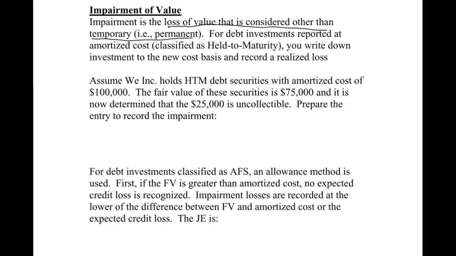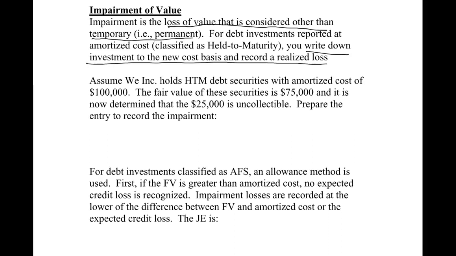For debt investments reported at amortized cost and classified as held to maturity, you write down the investment to the new cost basis and recognize a realized loss. So write down the investment to the new cost basis and record a realized loss. If the investment account is an asset, it's a debit account, so writing it down just means reducing it. That's going to be a credit, and then we know that losses are debits.